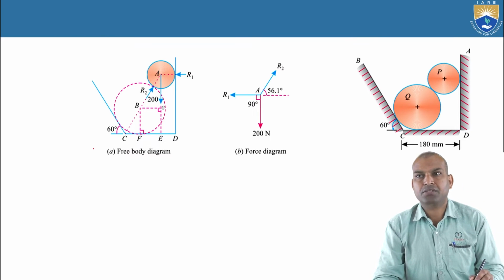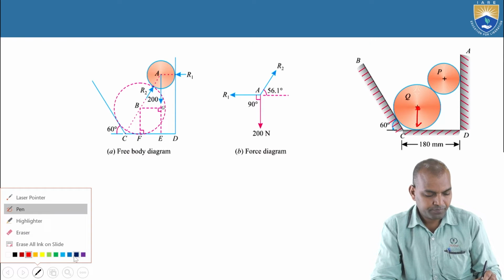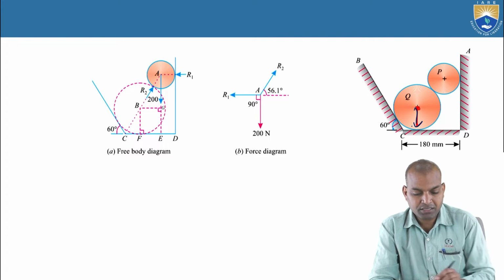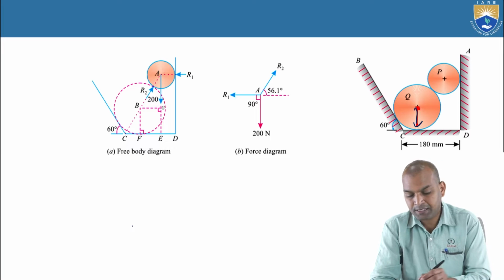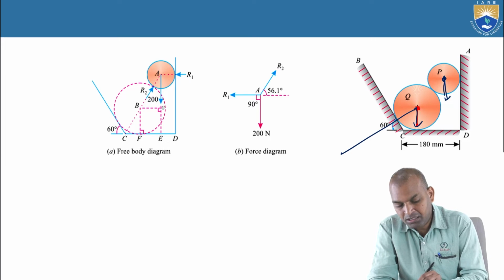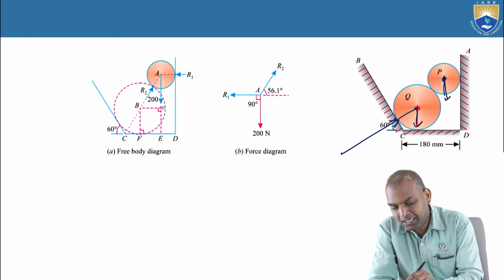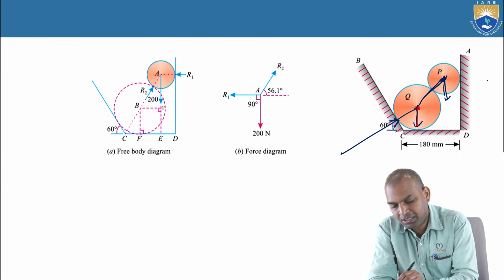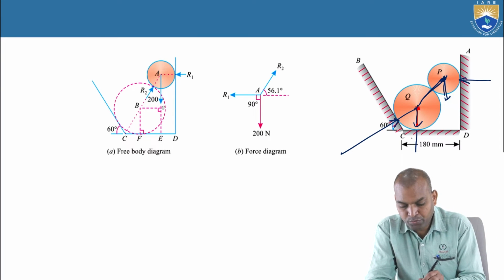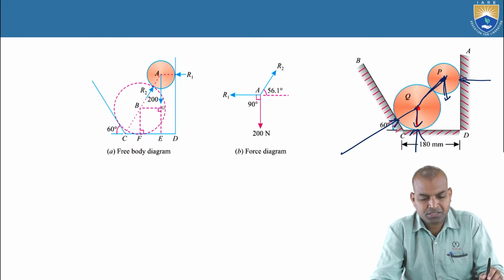So, the weight of Q, that is WQ, acts downwards. What is the weight here? The weight is 200 newtons, and the P also acts downwards. Now, what are the reaction forces? This is a reaction which is normal to the surface here, and another reaction force. This is also another reaction, and here it is another reaction. These are the different reaction forces that act.